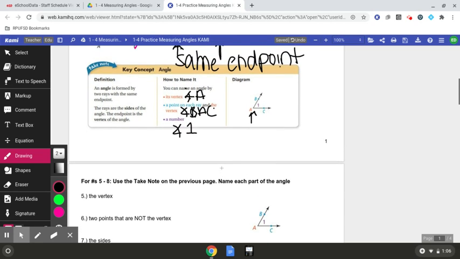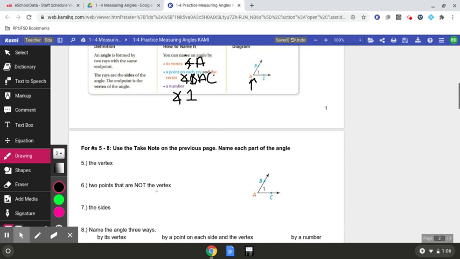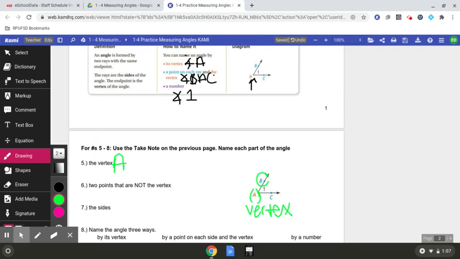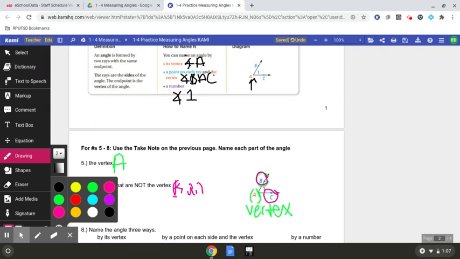Okay, so we're going to use this little chart to pull apart this diagram. It says, name each part of this angle. So the vertex, like we just did, is this point here. This is my vertex. So that's A. Next, 2 points that are not the vertex. The 2 points that are not my vertex are B and C. So you would just write B and C.